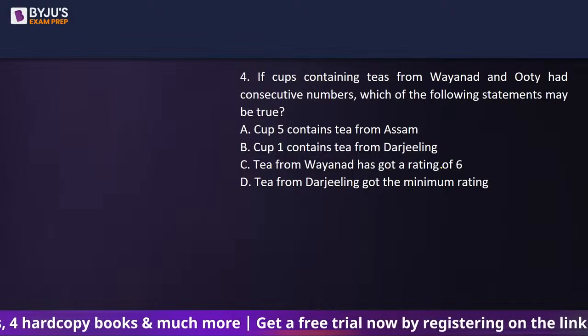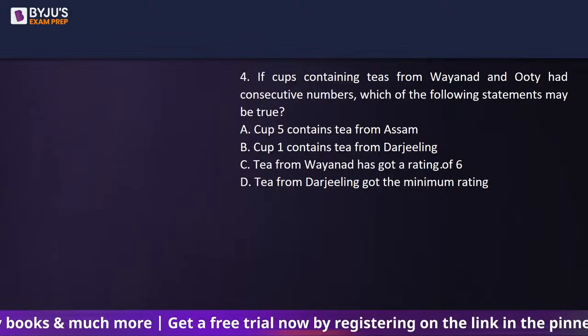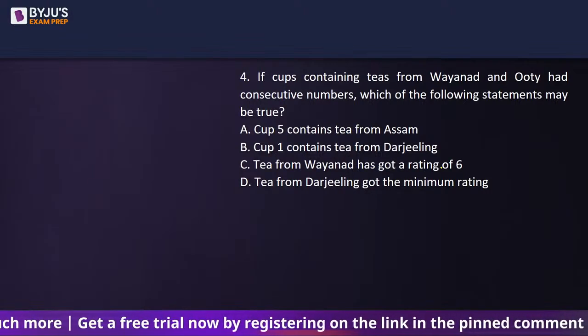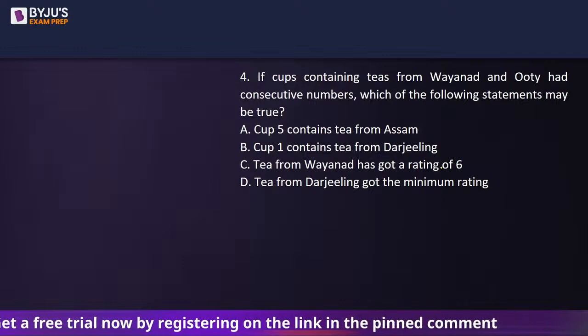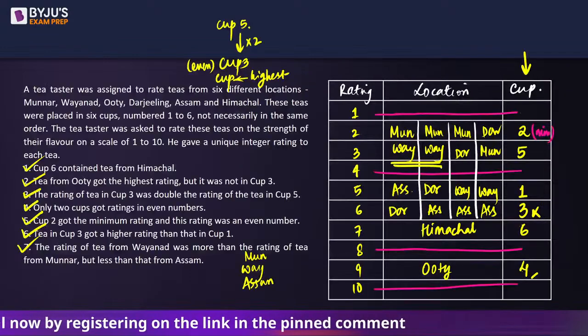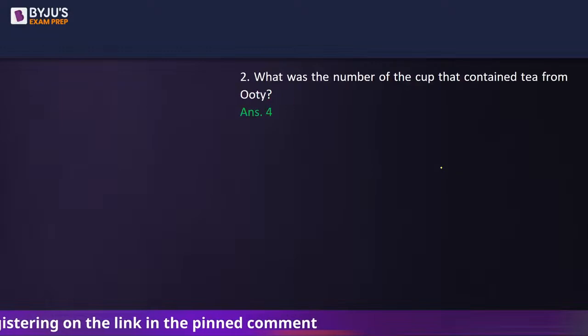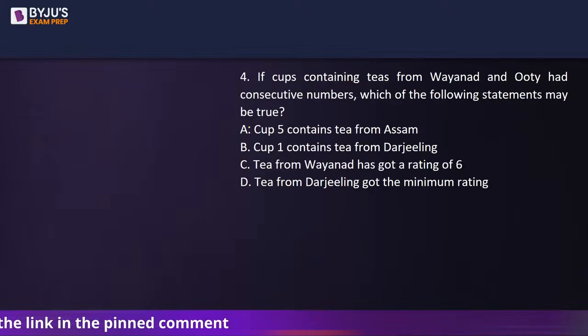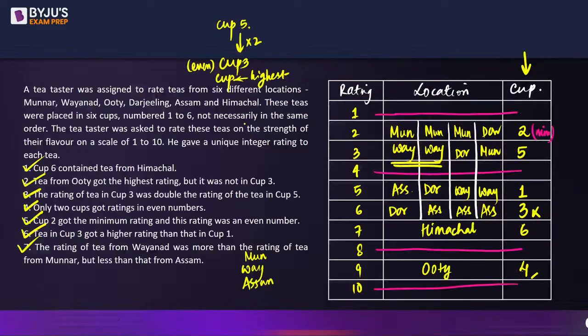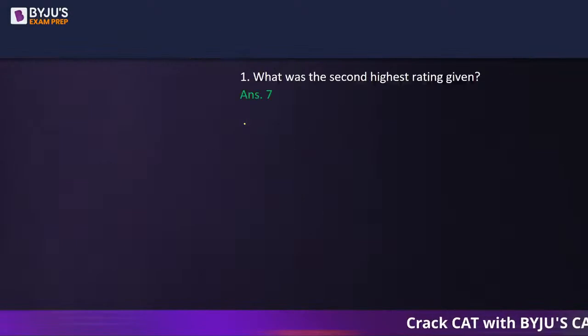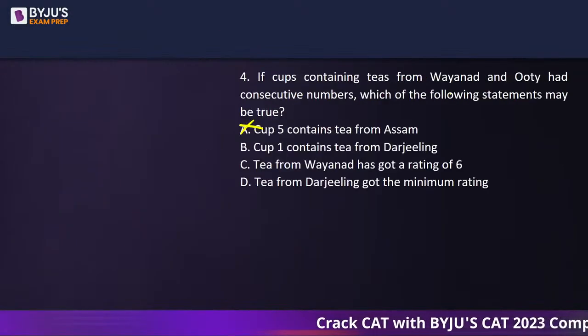So the subsequent part is, which of these following statements may be true? Cup 5 contains tea from Assam. Is it going to be true? No, because cup 5 is Wayanad's. Cup 1 contains tea from Darjeeling. Yes, it may be true, right? Maybe.